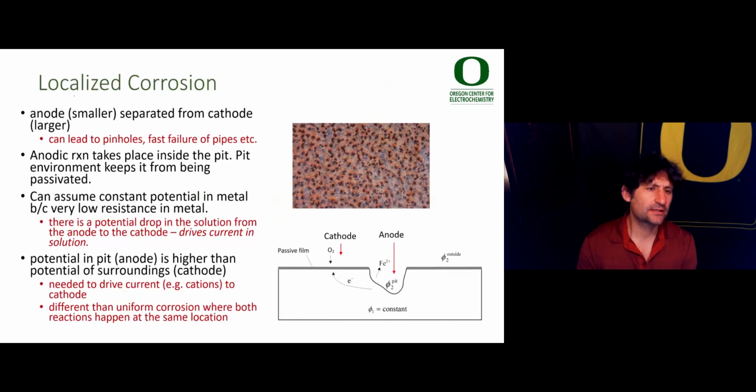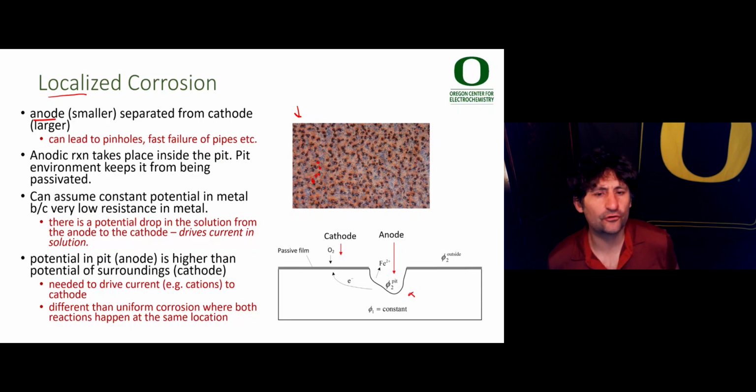I want to talk now about localized corrosion. Here's a picture of iron. You can see iron with all these pits in it. Very common when iron rusts, it starts to get these holes in it. And this happens when you have an anode region where the oxidation in the pit is separated from the cathode that's larger. So this is a case of localized corrosion, not uniform corrosion. I should point out that many of the equations we were talking about previously sort of assumed uniform corrosion.